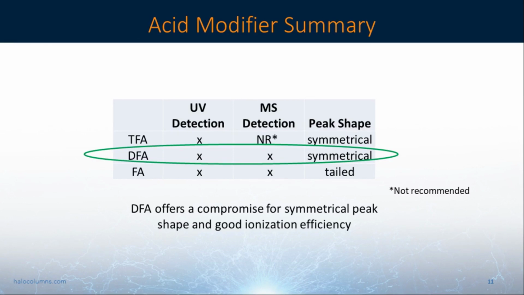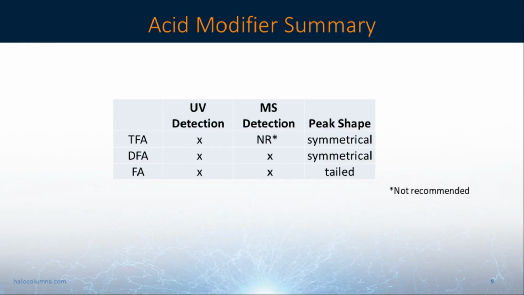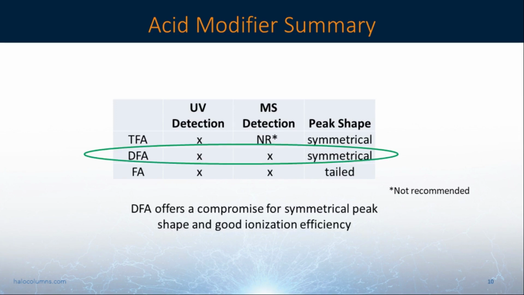In terms of an acid modifier summary then, all three acid modifier choices can be used with UV detection. As we observed, the peak shapes can show tailing with formic acid. For MS detection, TFA is not recommended because of its ionization suppression. DFA offers a compromise for symmetrical peak shape and good ionization efficiency for MS detection.